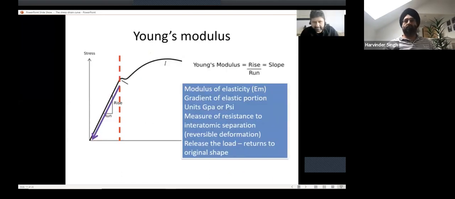So looking at the elastic portion of the curve, we've defined Young's modulus as the gradient for this part of the curve. And this relates to the resistance to interatomic separation of the crystal lattice. And this is reversible deformation, so that when we release the lattice at any point along this curve, so we take away the stress, the lattice snaps back to its original shape and size. So this is elastic reversible deformation.